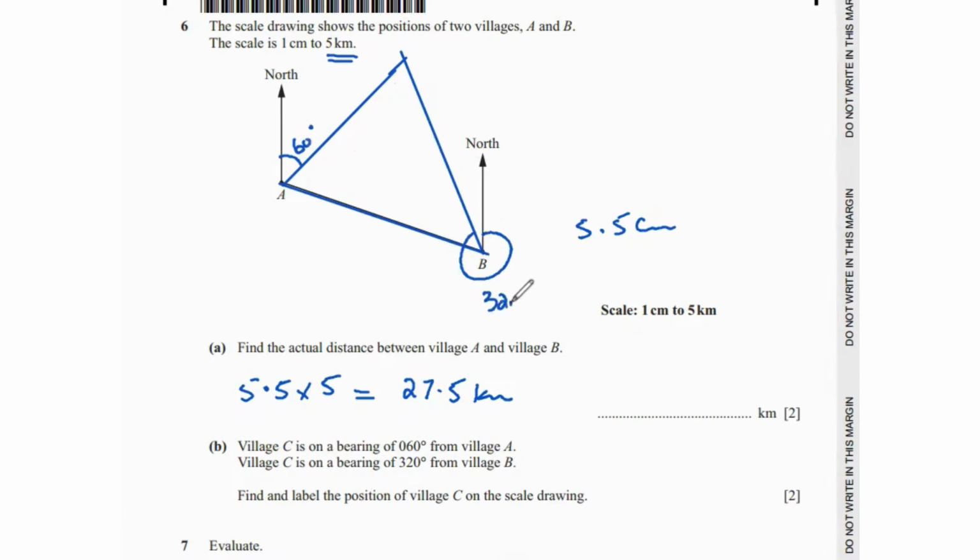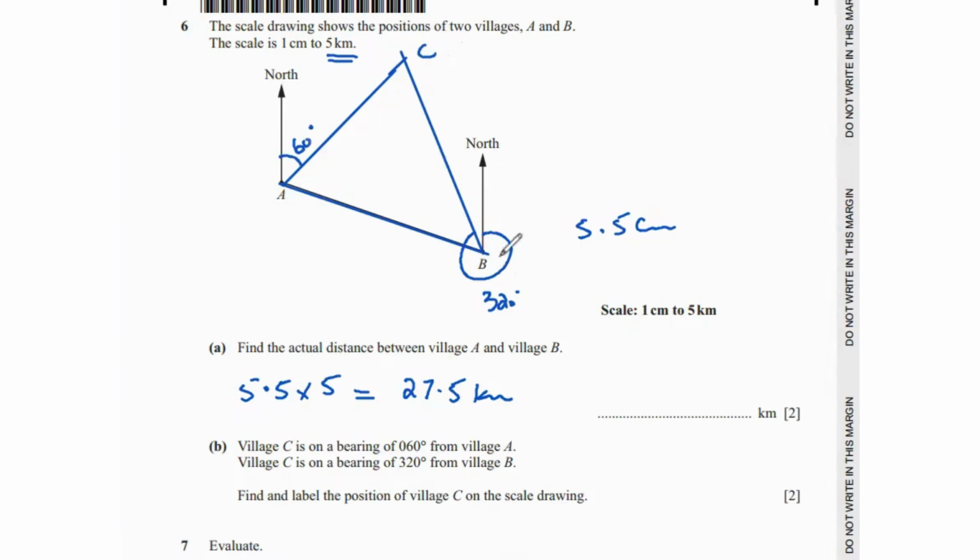Another thing for the bearing, you measure the bearing from the north of the point that they're talking about. For example, if it's 320 from village B, we start from the north of village B and we see where 320 degrees are going to be. 320 degrees are going to be over here somewhere.